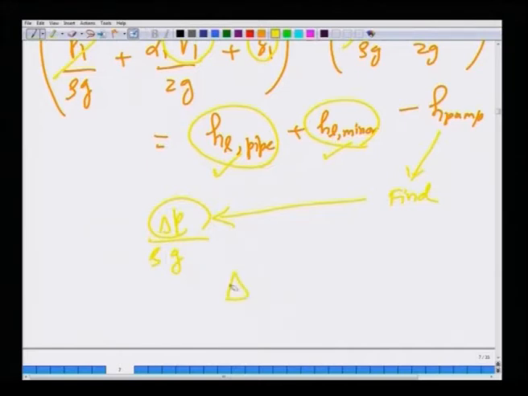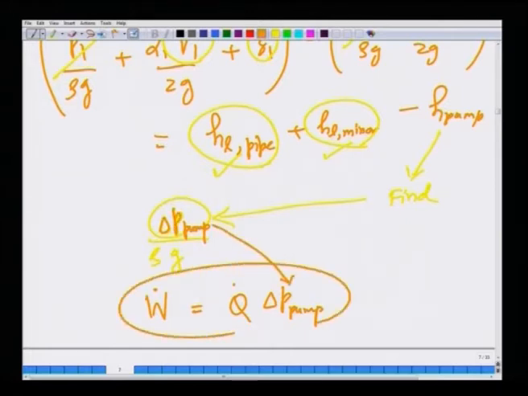Okay. Now, once you know H pump, you can find delta P. Once you know delta P, then the rate at which work must be done by the pump on the fluid is nothing but Q dot times delta P. This is delta P across the pump. Okay. And if you take this delta P, you can find the horsepower rating of the pump. This is the power requirement of the pump, provided the pump is 100% efficient.